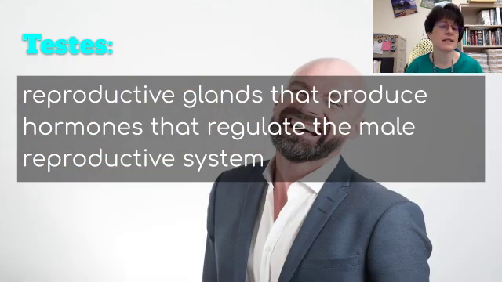And then there are the testes. These are reproductive glands that produce hormones that regulate the male reproductive system. It also produces the hormones that give males their characteristics. For example, being able to grow facial hair is due to hormones produced by the testes, and other characteristics that make men masculine. For example, the ability to build muscle more than women, and so on and so forth.